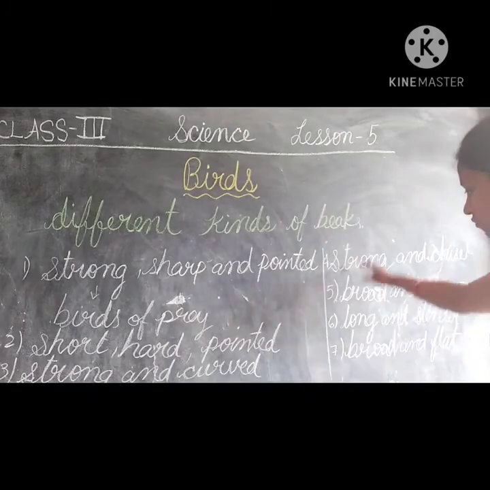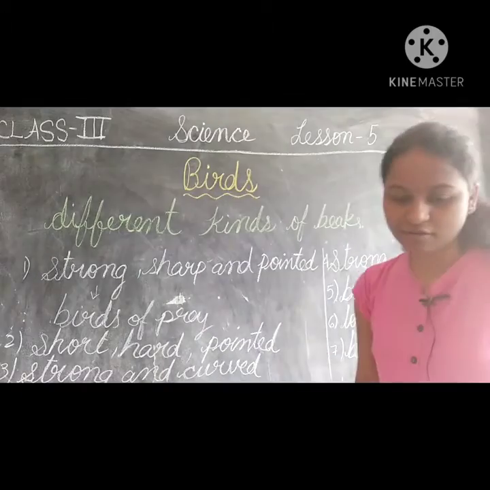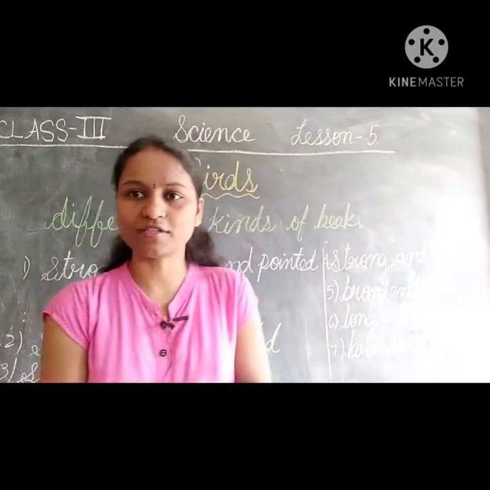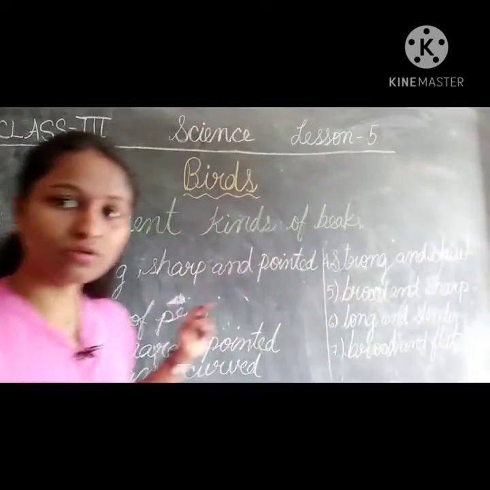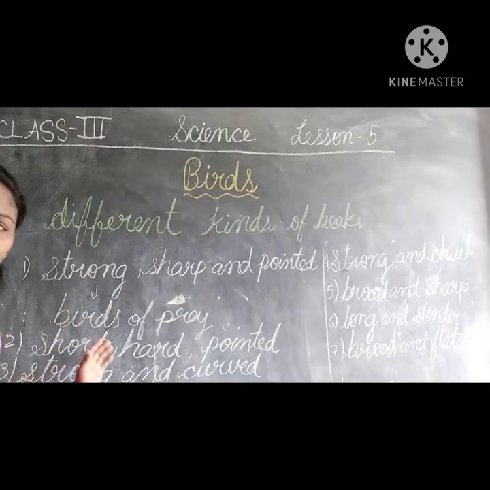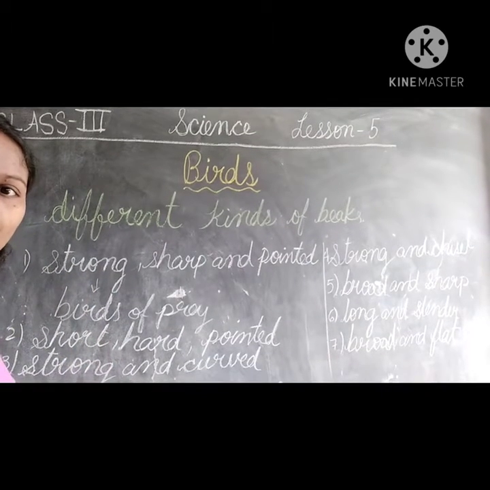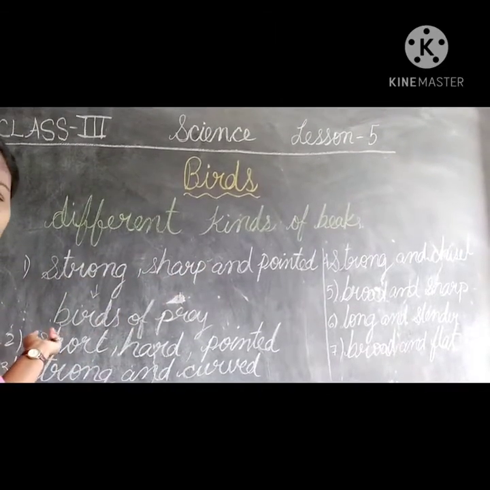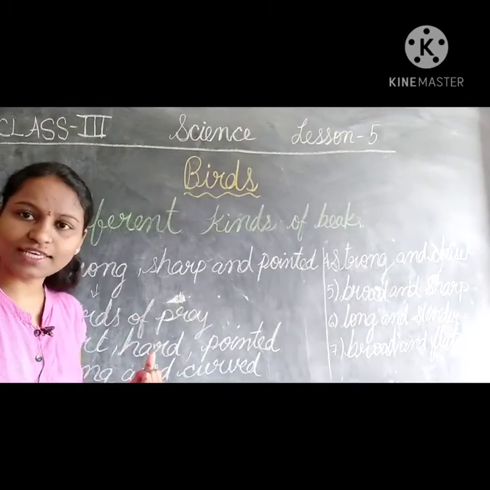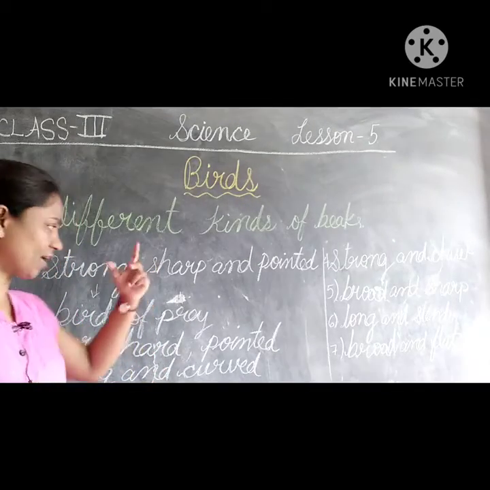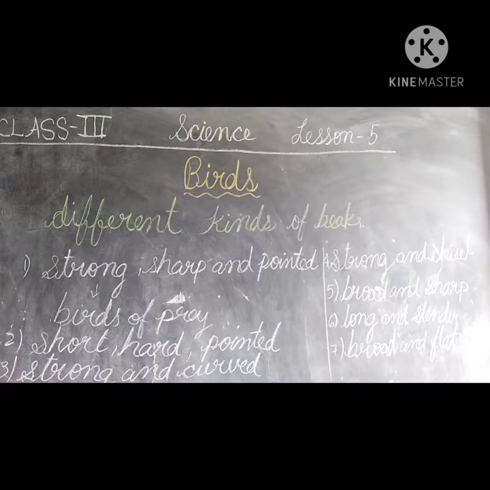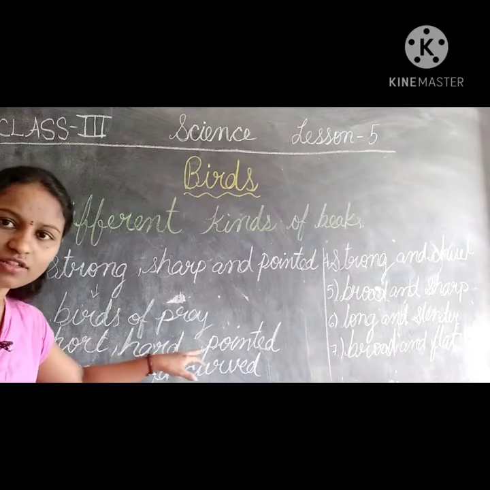Okay, these are all the different types of beaks. Next time we will learn about the feet and claws of birds. Now I will just give the examples for each and every one. First one is strong, sharp and pointed, which is the hawk, eagle, vulture, the birds of prey. Short, hard, pointed is for what, children? Peacock, finches, all these types of birds.